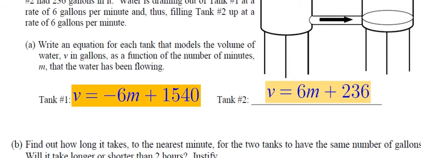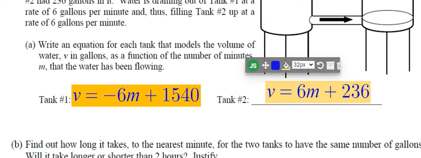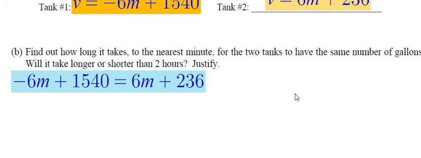So when we look at V, it says find out how long it takes, to the nearest minute, for the two tanks to have the same number of gallons. So what we want to do is set these equations equal to each other, because when they're equal, they have the same number of gallons in both tanks. So the way we do that is we just substitute in -6M plus 1540 for V. So we have our equation -6M plus 1540 equals 6M plus 236.